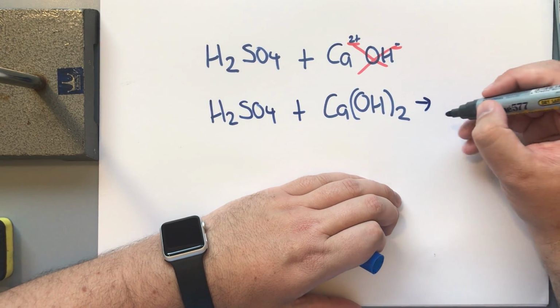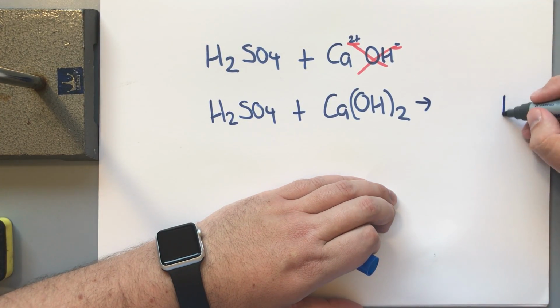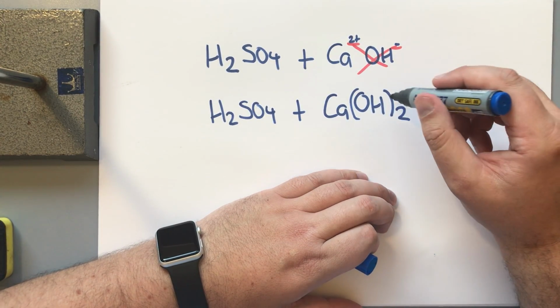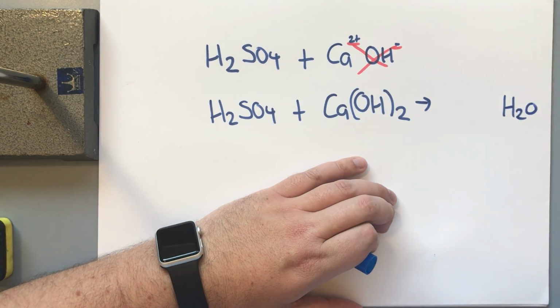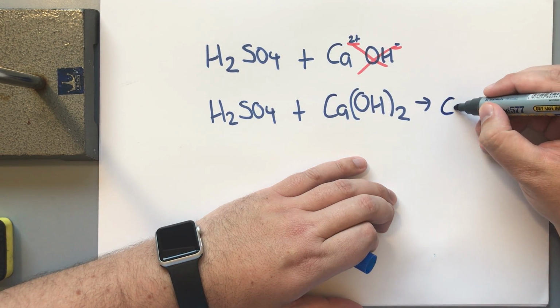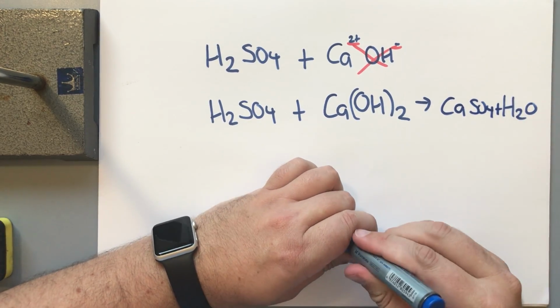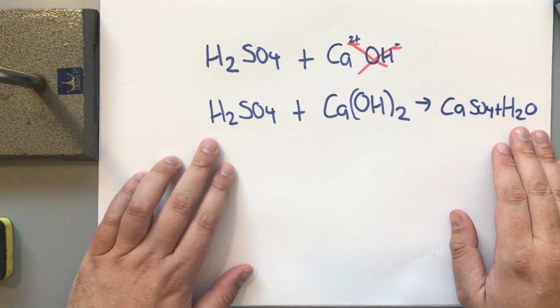All right, and we know it goes to salt and water. So let's do our H2O first. So we can get our H2O, which leaves us this calcium sulfate as the salt likely formed. All right, now we need to look at this and see if this is balanced.